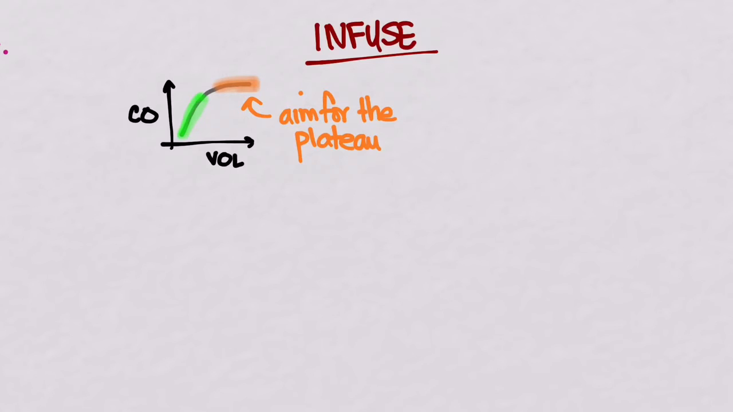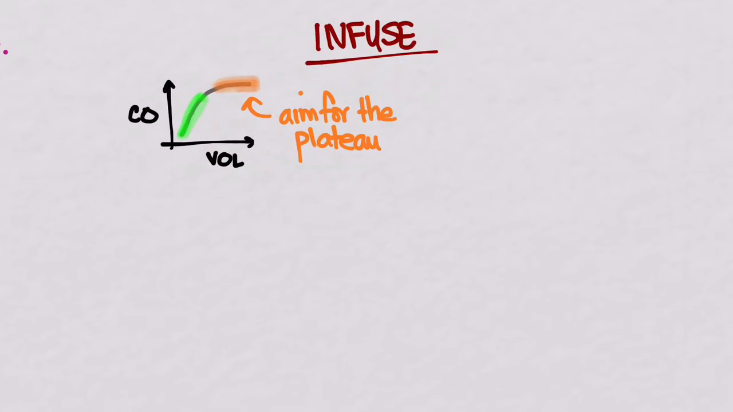So if you're over here in this section, maybe you've only given a certain amount of volume, we have some improvement of cardiac output we can do by giving more volume. So we give a little bit more volume, hey, hooray, cardiac output went up. Give a little more volume, hooray, cardiac output went up. Give a little more volume, cardiac output has not gone up. Give more volume, cardiac output has not gone up.